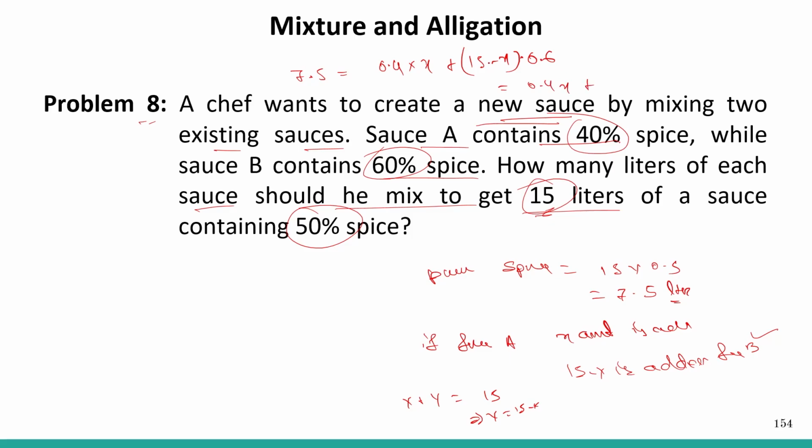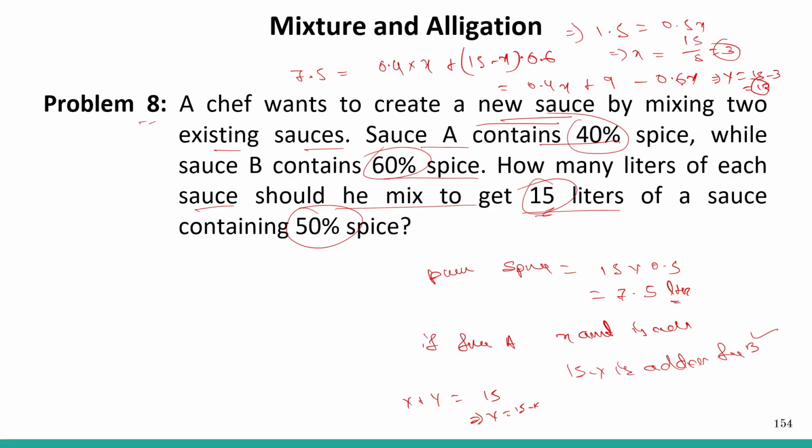That will be equal to 0.4x plus 15 into 0.6, so it will be 9, minus 0.6x. So this implies that 1.5 is equal to 0.5x. Okay, so this implies that x is equal to 15 by 5, which is equal to 3. So if x is equal to 3, this implies that y is equal to 15 minus 3, which is equal to 12. So this much amount of A and B needs to be mixed. From A it should be 3 and from B it should be 12.